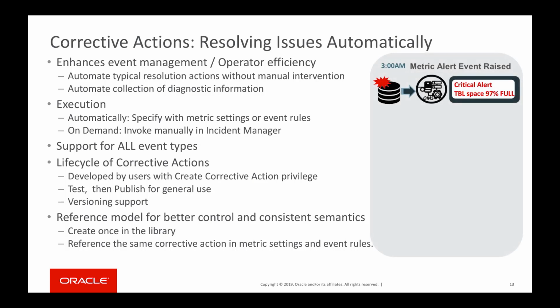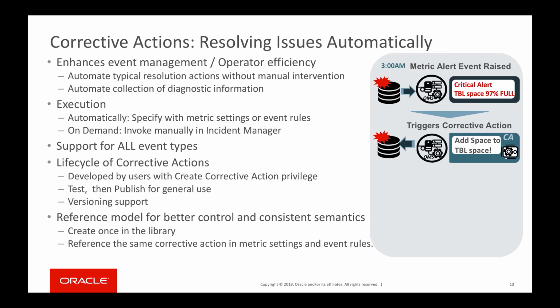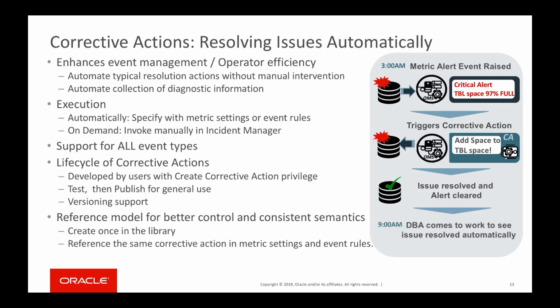For example, say at 3 a.m. in the morning, a metric alert is raised for table space being full. Enterprise Manager receives that event and finds a corrective action that is associated with a table space metric for this target. EM then executes the corrective action right away. Shortly after, the issue gets resolved and the alert is cleared. This all happens automatically. At 9 a.m. in the morning, when the DBA comes to work, all he sees is that everything has been done while he was sleeping. So corrective action, technically, is nothing but a job.